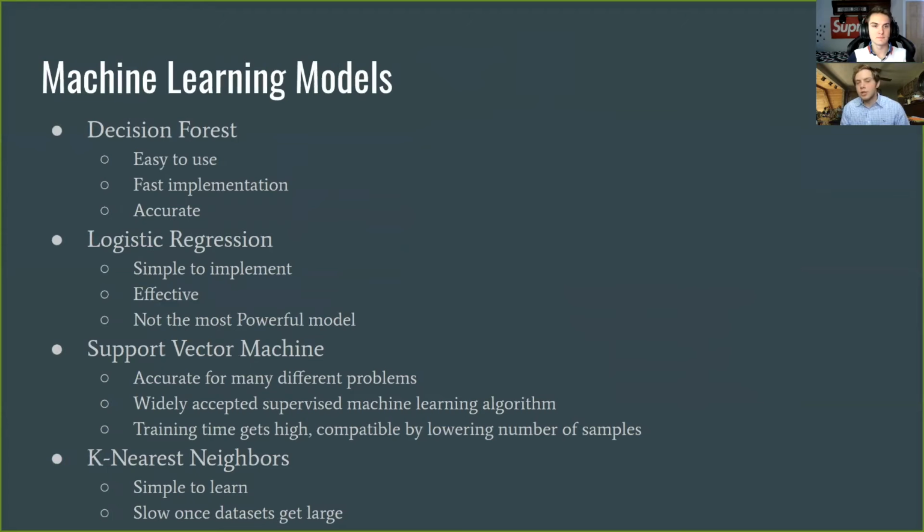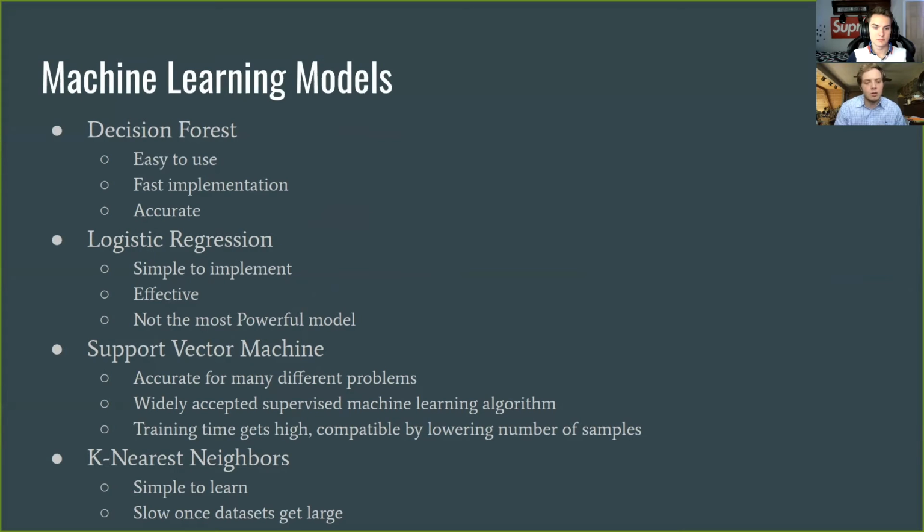So here are the machine learning models that we tested. We have Decision Forest. Some pros are it is easy to use, fast to implement, and accurate. Next, we have logistic regression. Just like Decision Forest, it is easy to implement and effective, but a downside is it is not the most powerful model. So once the data sets get large, the training and testing time is going to go up greatly.